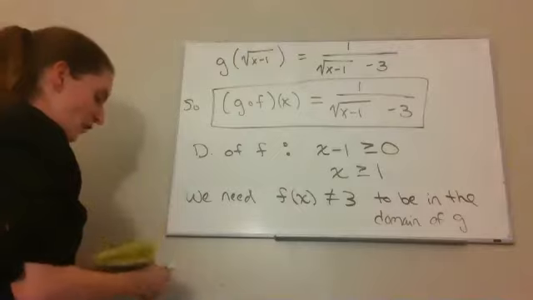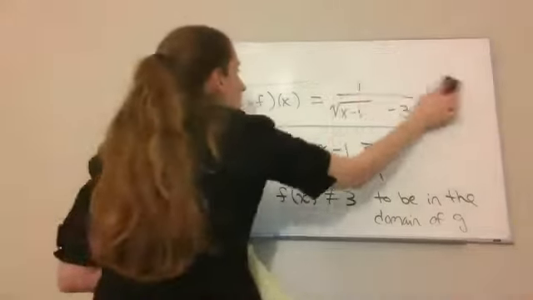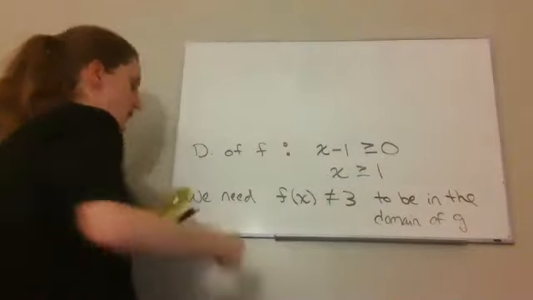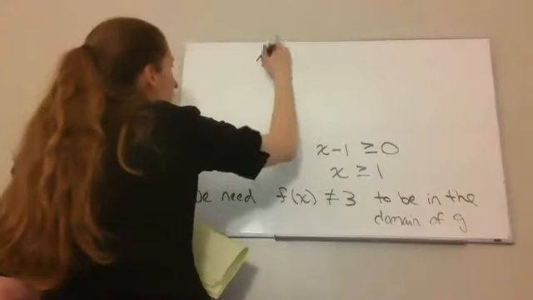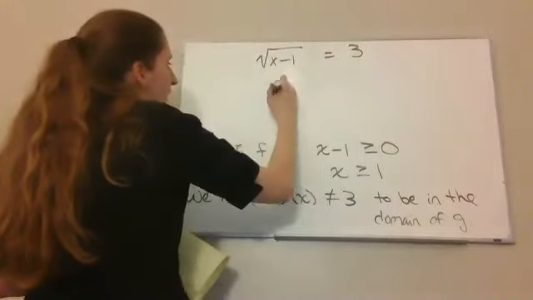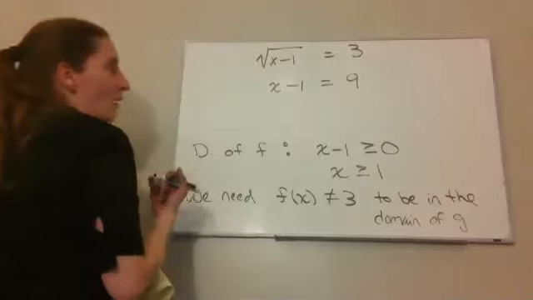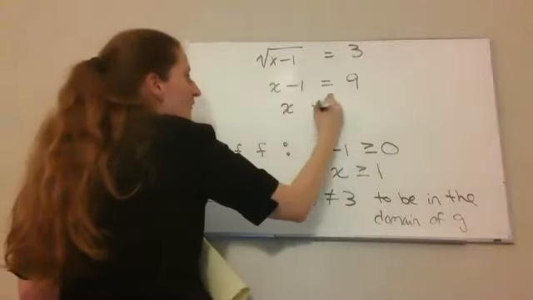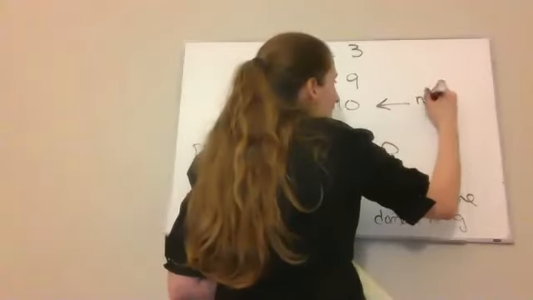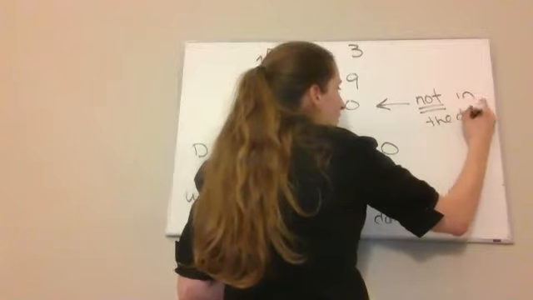So let's find out when f of x is equal to 3. F of x was the square root of x minus 1. That equals 3 when x minus 1 is equal to 9. You get that by just squaring both sides. And this is true when x is 10. That means I need this x equals 10 to be not in our domain.